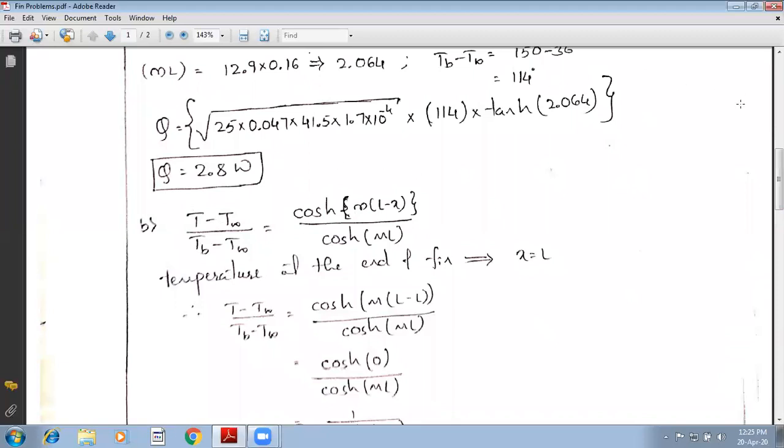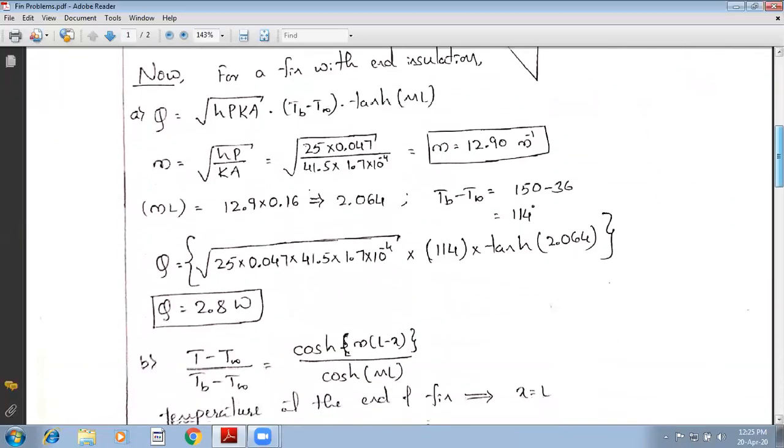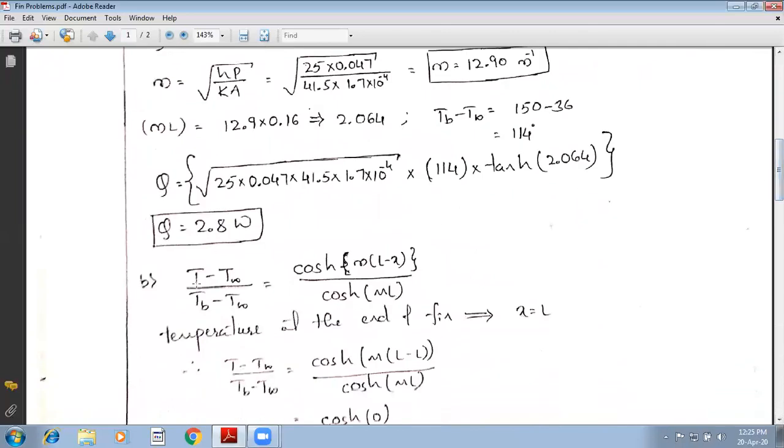Now he has asked you to calculate the temperature at this point. In this expression, T is the temperature which is unknown. You need to calculate this temperature. T infinity, the free stream temperature, you know this is 36. TB, the base temperature, is 150 degrees Celsius. Next, m you have calculated as 12.90 per meter. L is the length of the fin.